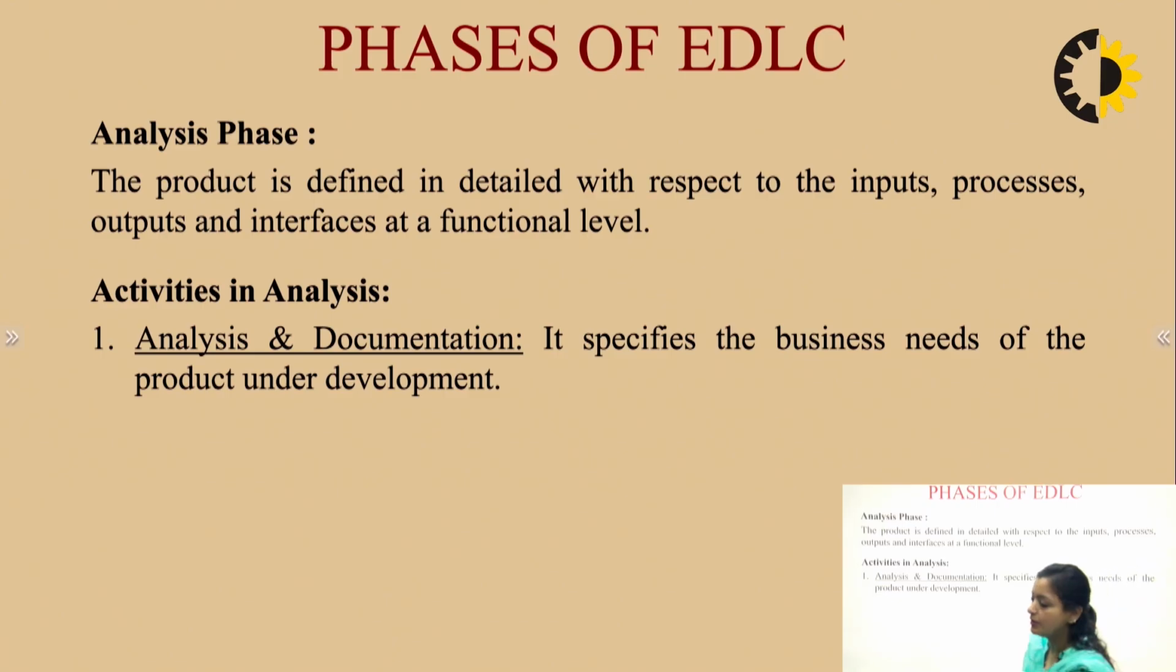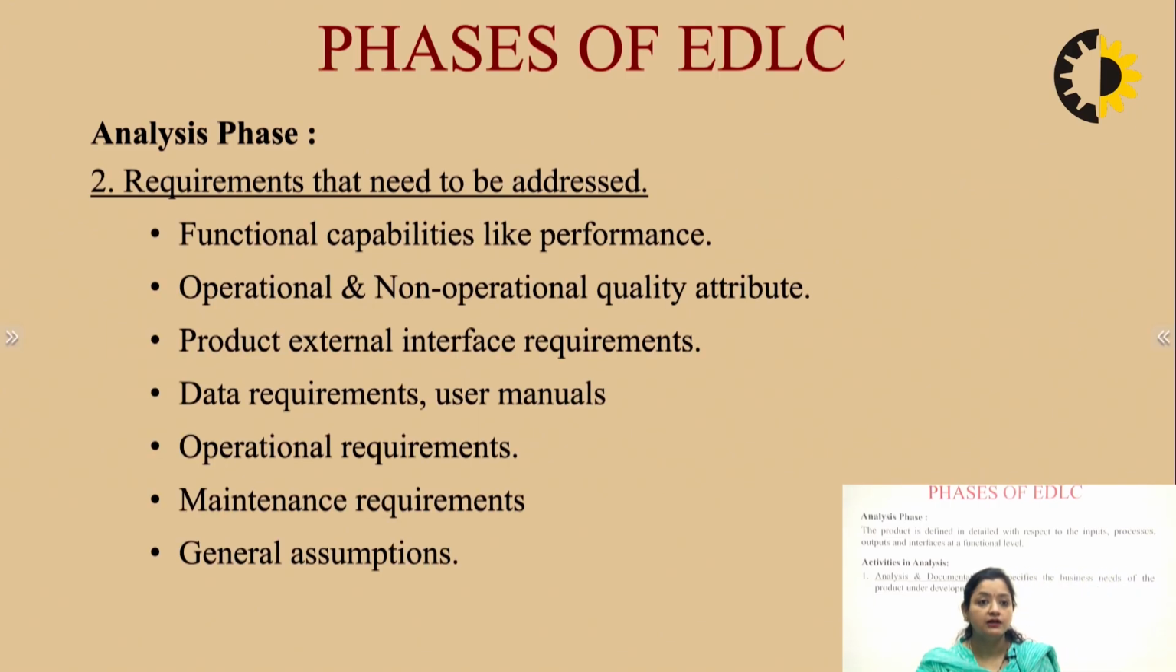Now you have understood the need, you have found out the scope of your project, how feasible the project will be, how risk management will be taken care of and all that. Okay, now what you will do, you will analyze the entire functionality of the project. What are the inputs, what are the outputs, what is the functionality. Okay, so on the hardware level, on the functional level, now you will analyze the entire project in detail. So the first activity in analysis is analysis and documentation. It specifies the business needs of the product under development. What are the business needs of the product which you are trying to develop?